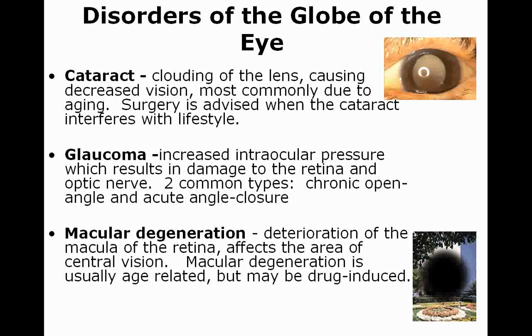Macular degeneration is usually age-related. There are some medications that will cause macular degeneration, though. There are also some genetic factors. If your parents had macular degeneration, you may very well develop the degeneration yourself. Treatment is tough. There's no definitive treatment. There's no real absolute cure for macular degeneration.